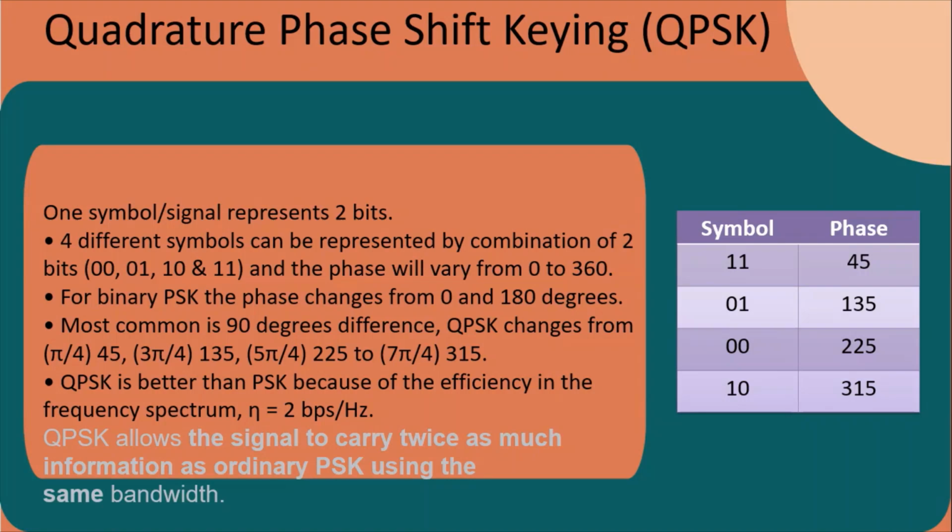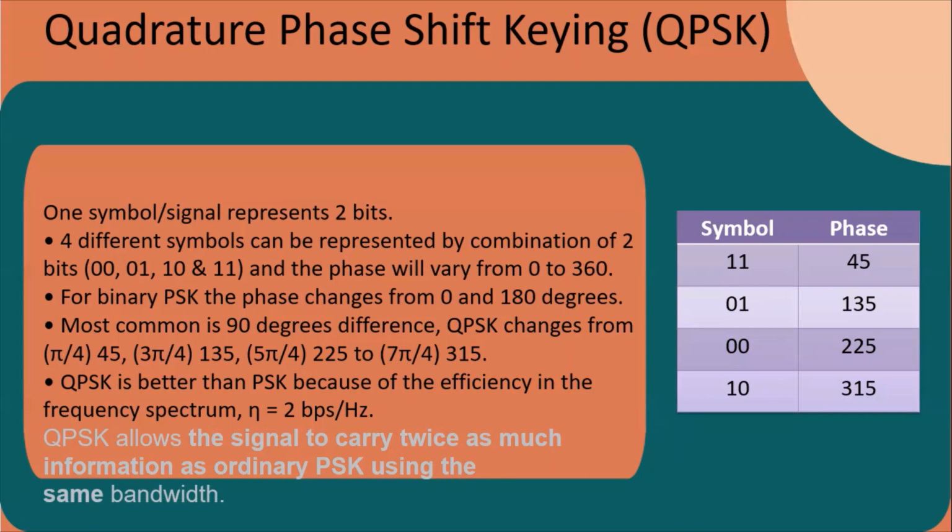For the most common case, the difference is 90 degrees, and QPSK changes from 45 degrees and then 135 degrees to 225 degrees and to 315 degrees. So as you can see in the table beside, they are represented by different symbols for each phase.